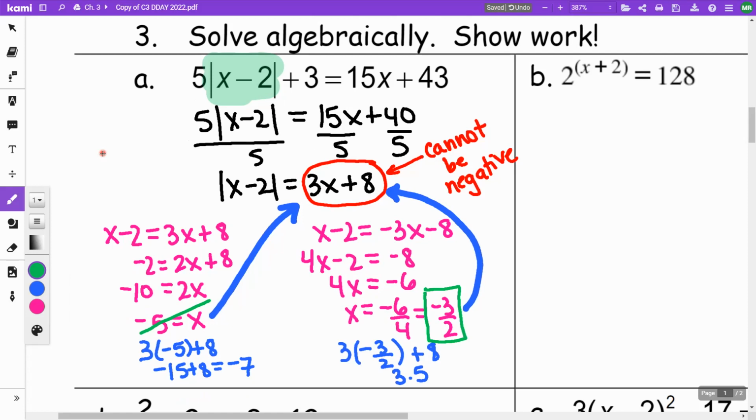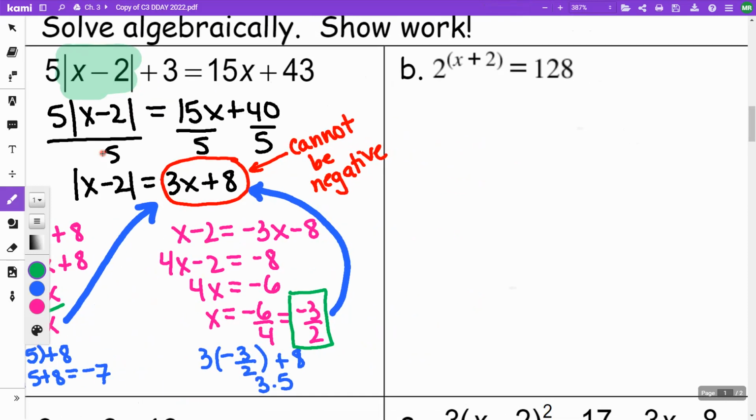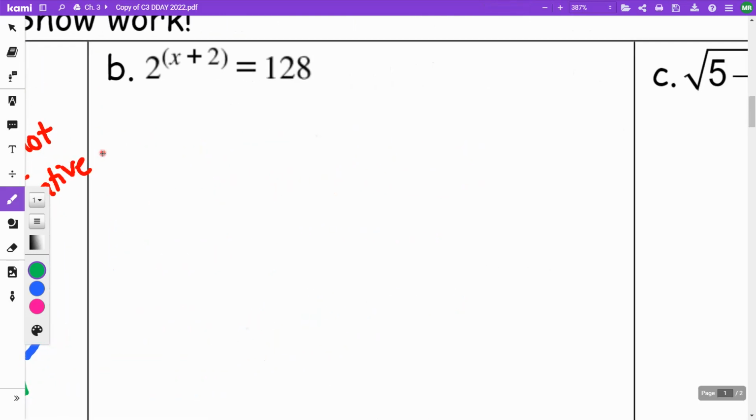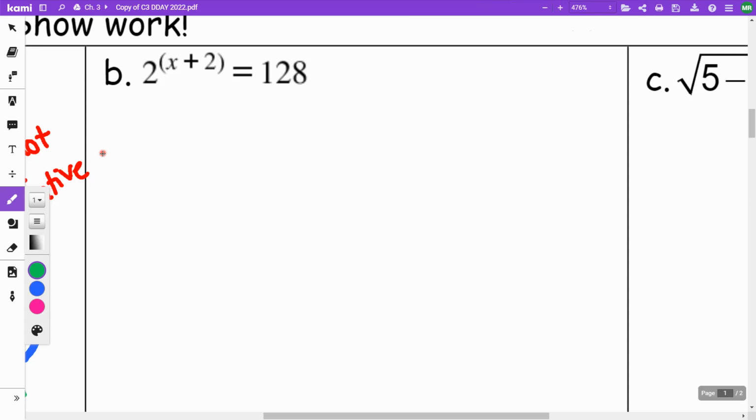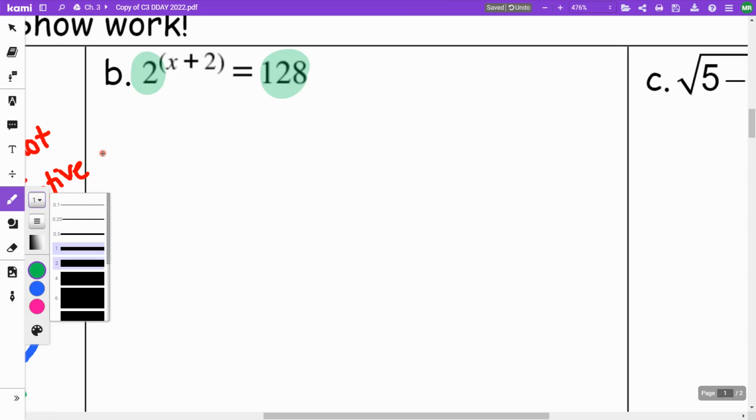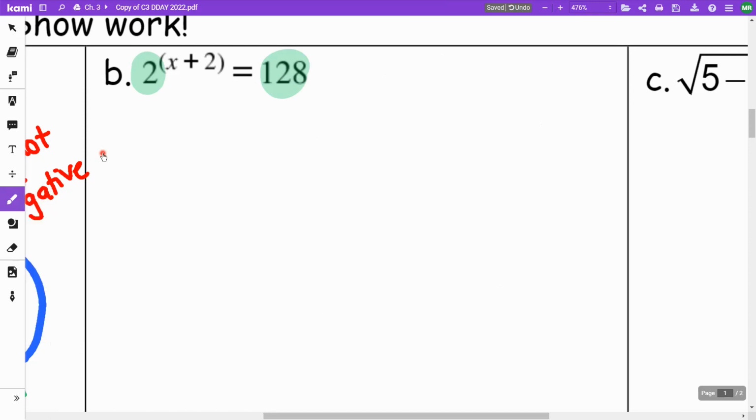Okay, so the next one is an exponential equation. And so for the exponential, what you want to do is get both sides to have the same base. So I want a 2 and a 128 to be the same. I cannot make the 2 bigger because if I make the 2 bigger, that means I'm going to end up also making the 128 bigger.